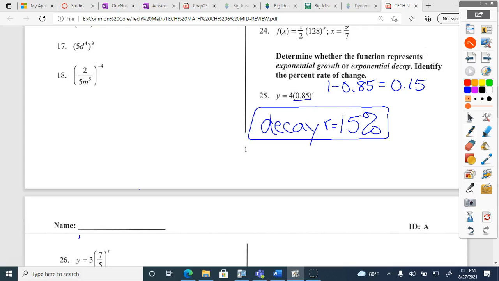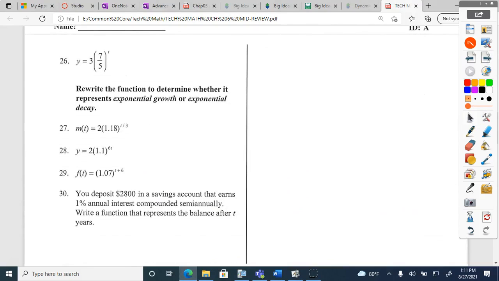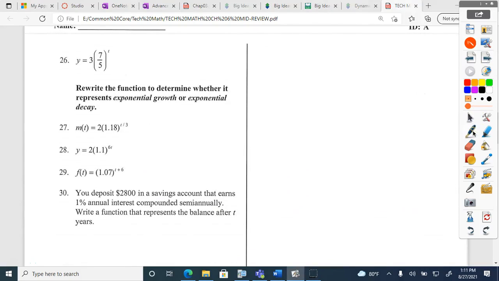26. Everybody got 25? Okay. Can always go back later if I need to. 26, decay or growth? Growth is 40%. That is growth.